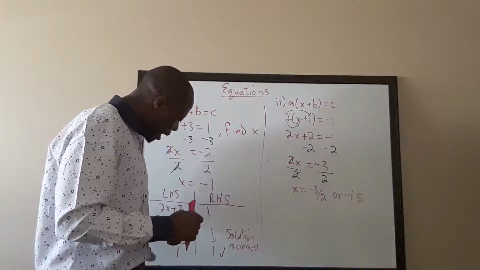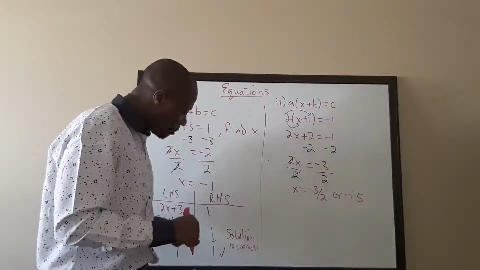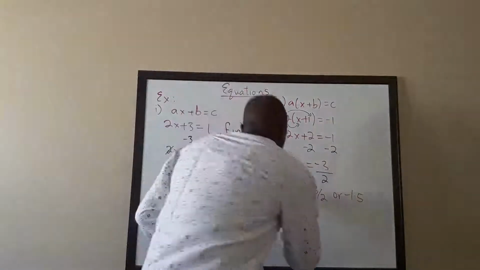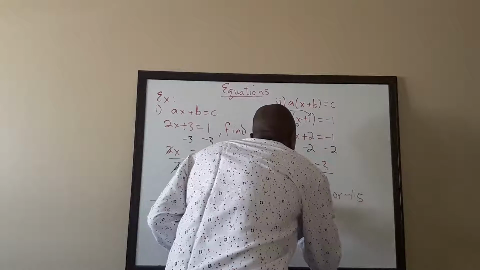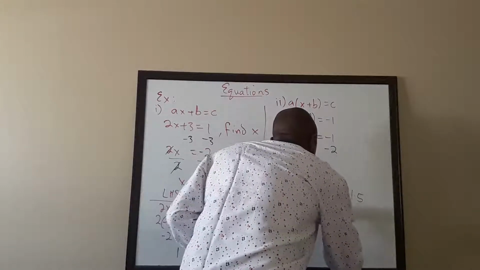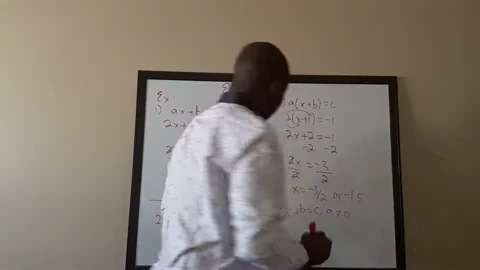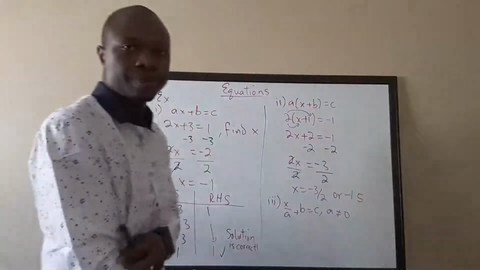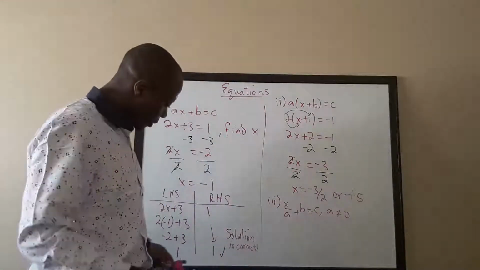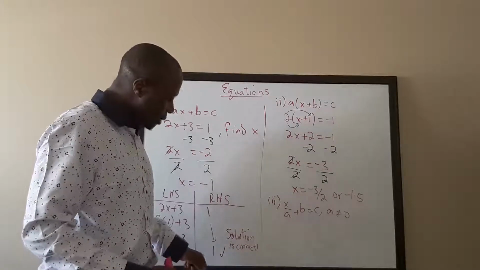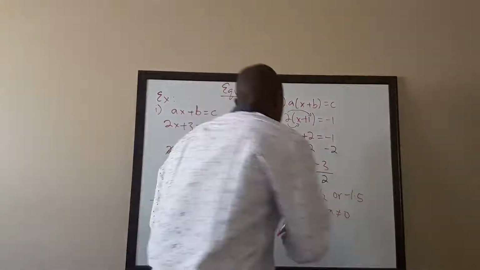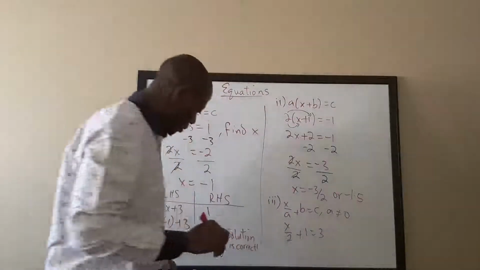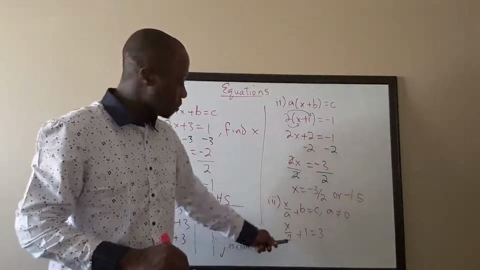Let's do the last kind that we have. How about if we have x over a plus b equals c? X over a plus b equals c, a does not equal 0. So, example is x over 2 plus 1 equals 3.